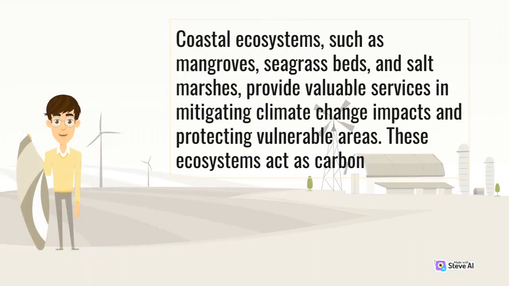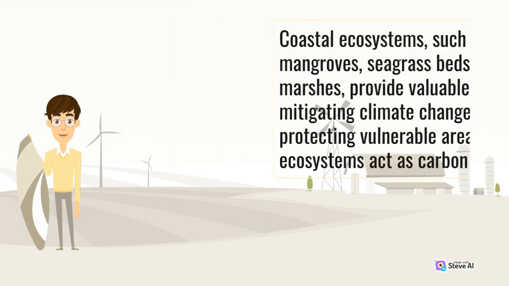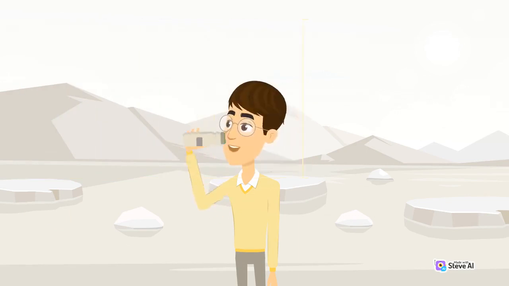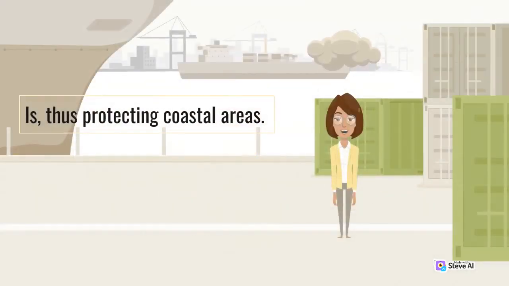Coastal ecosystems, such as mangroves, seagrass beds, and salt marshes, provide valuable services in mitigating climate change impacts and protecting vulnerable areas. These ecosystems act as carbon sinks, effectively storing carbon dioxide and helping to alleviate its effects on the climate. Additionally, they act as natural barriers, reducing the impacts of storms, erosion, and rising sea level, thus protecting coastal areas.